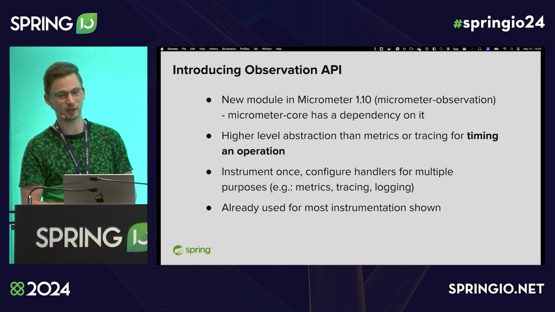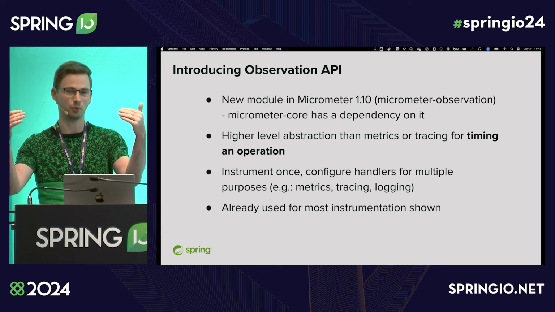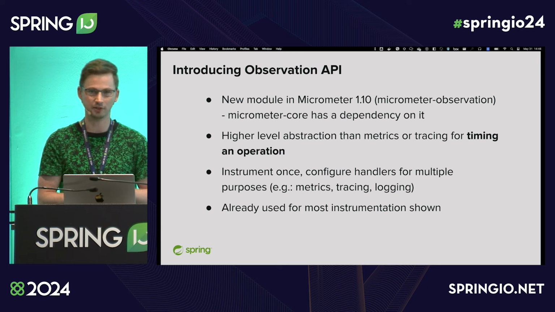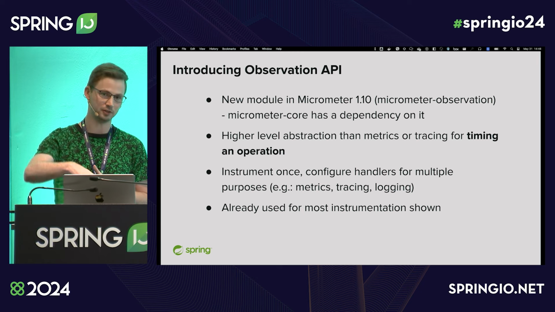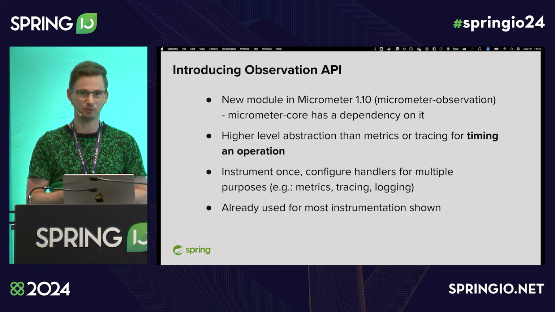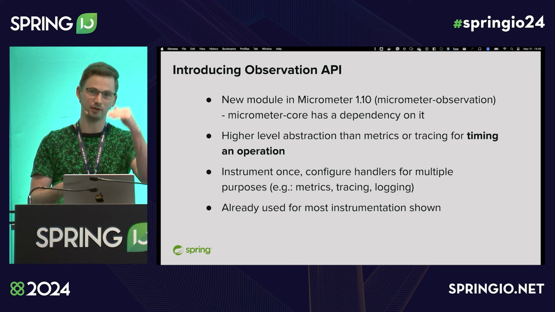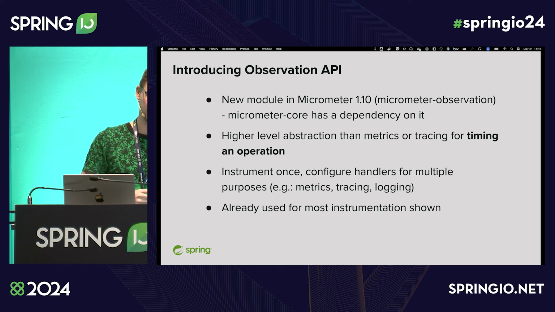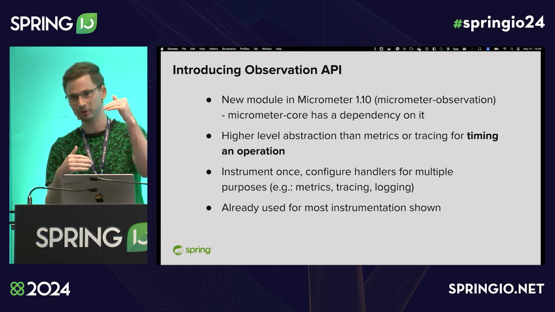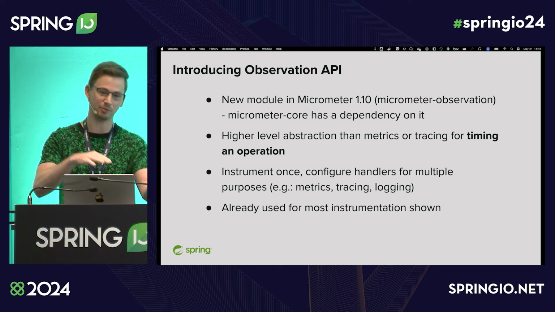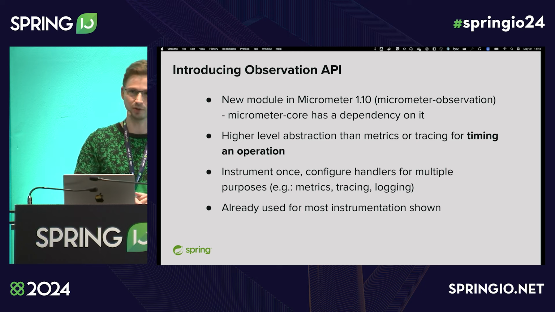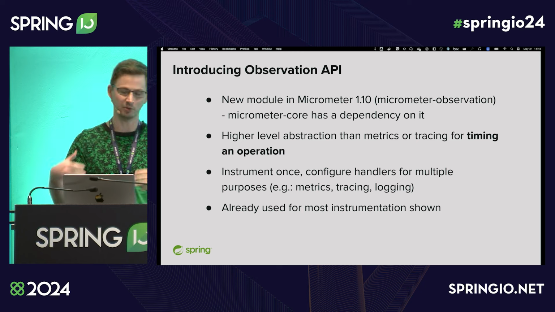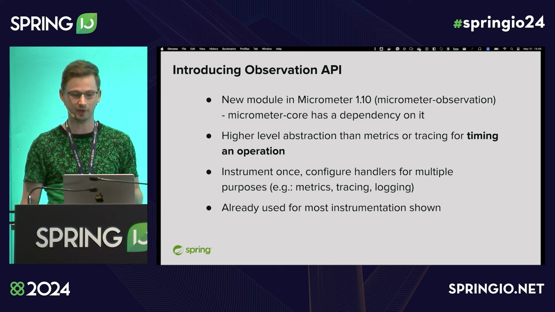What it's trying to be is a higher level abstraction for when you want to time some operation. If you're trying to instrument something and you want to see how long a method takes, you might have been doing that with log statements, saying I've started executing this code, and at the end saying I've stopped executing this code. Or with metrics, if you're using Micrometer, you might be using a timer, starting and then stopping. Or if you're using tracing, you'd be doing the same thing with a span. So this is taking that and abstracting it to a new API called the Observation API.